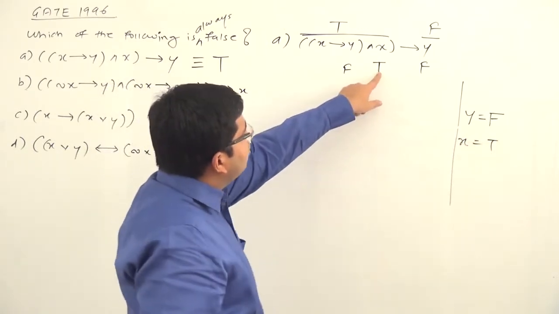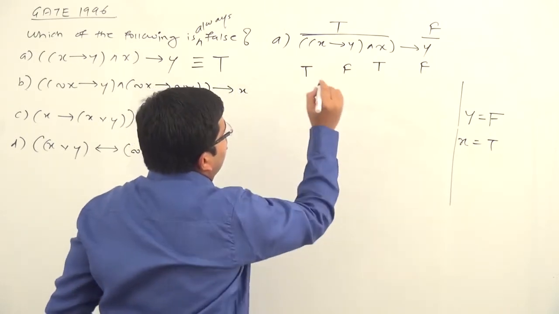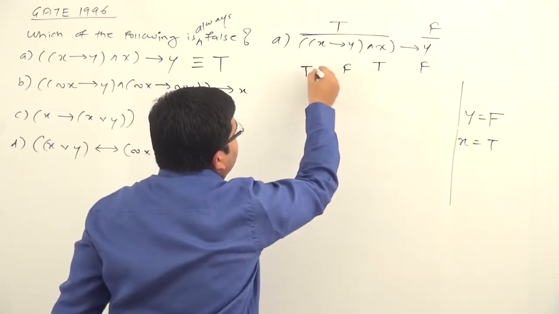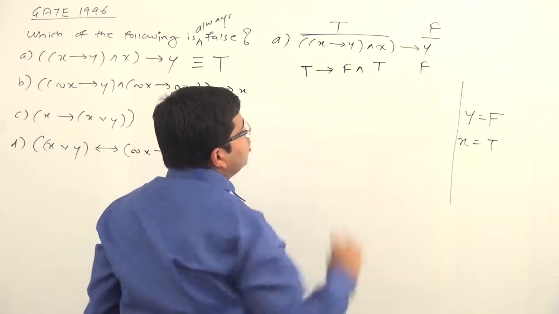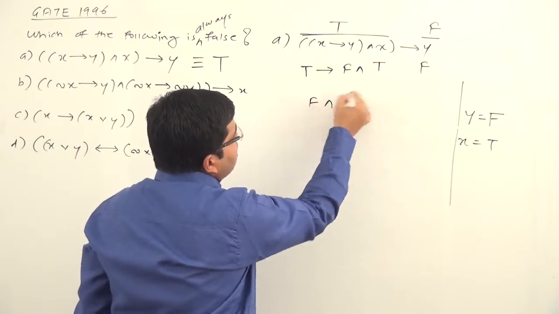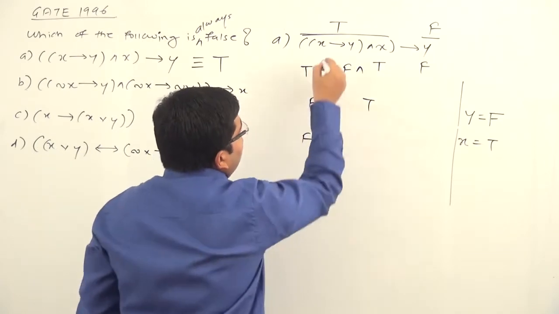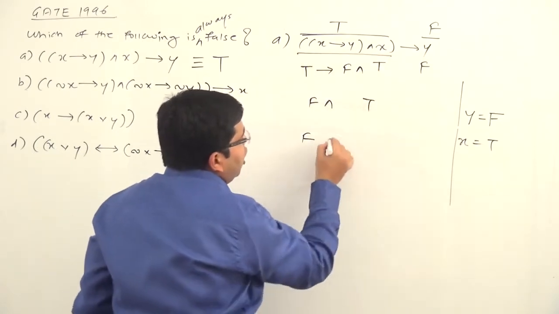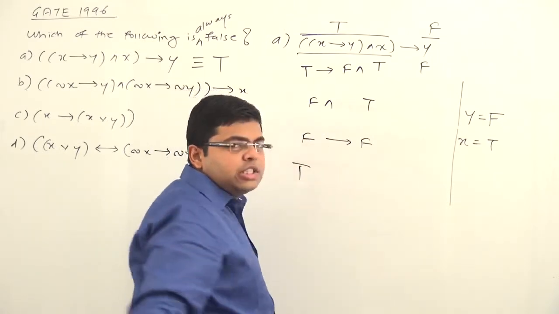And the moment you take x equal to true, this x will also become true. And therefore this implication will become true implies false and true. And what is true implies false? True implies false is false, and false and true will become false. So this entire side will become false, implies false, and false implies false is called true.